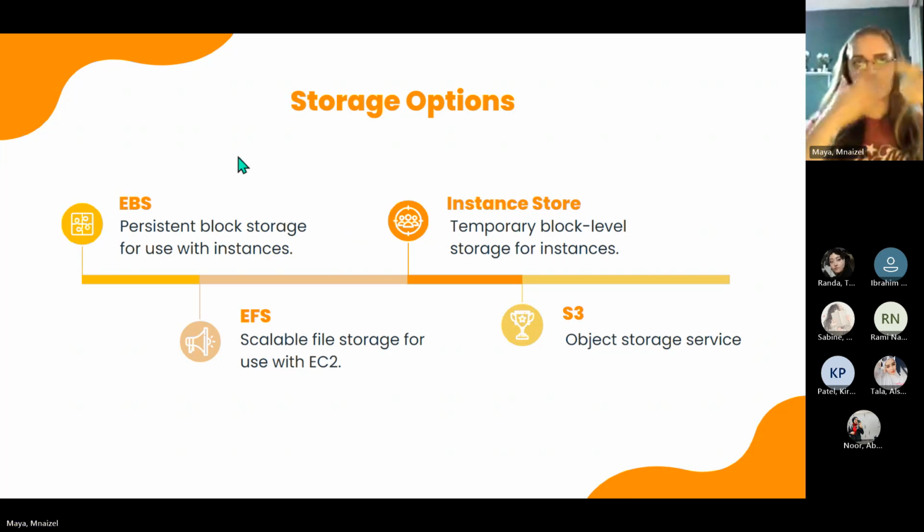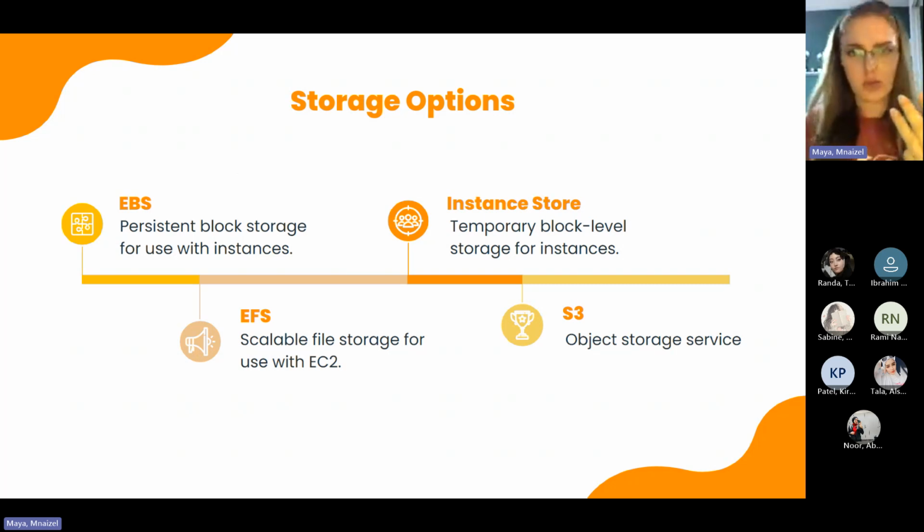We have, I think, 6 kinds: GP2, GP3, IO1, IO2, and we have a cold, and we have another one. Those are HDDs. An instance store is related to EC2 instance, so this comes with EC2 instance by default. It's a temporary block level storage for instance, so like EBS, but EBS is persistent and this is temporary.